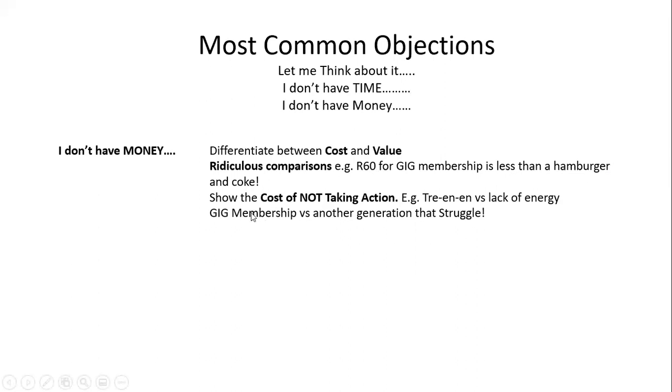And then also learn how to show the cost of not taking action. So insurance is very good at this, although you think you can't afford it, when you start thinking what it will cost me if I crash my car or my house burned down, then the cost of not taking action is much higher than the cost of taking action. Another example there is your Geek membership of 60 versus the financial impact on your life if you're not leading your generation out of struggle to significance, and there's a whole generation lost there.